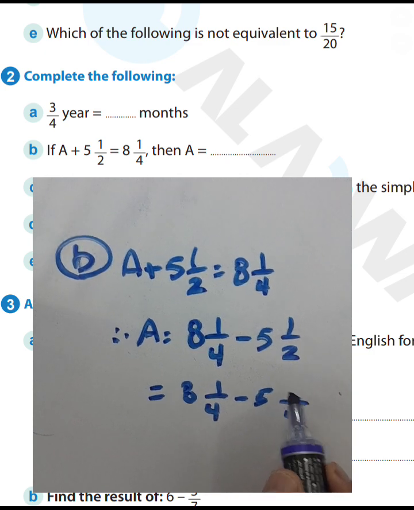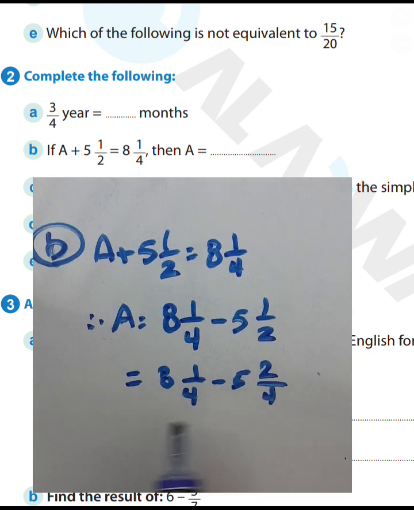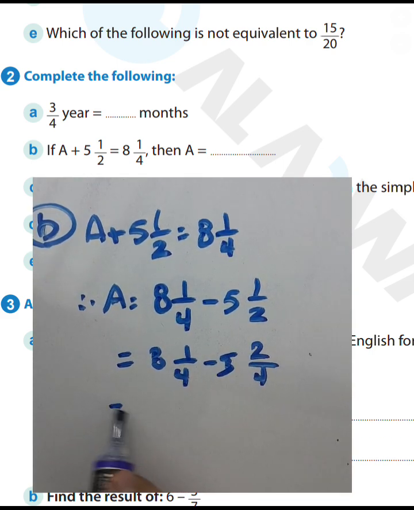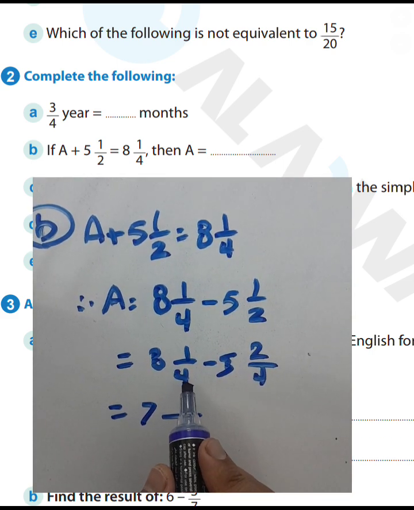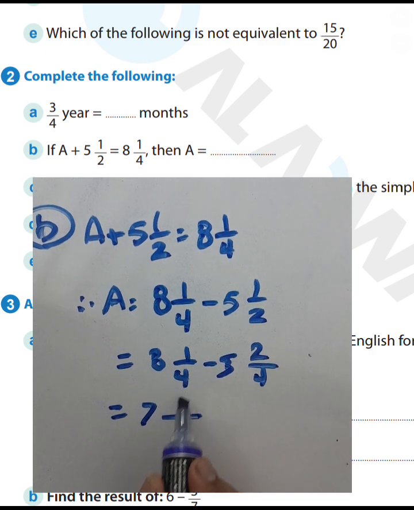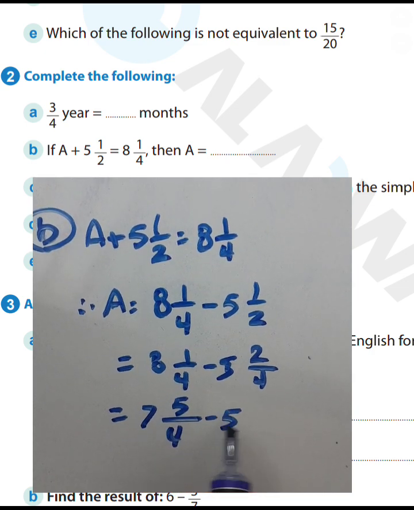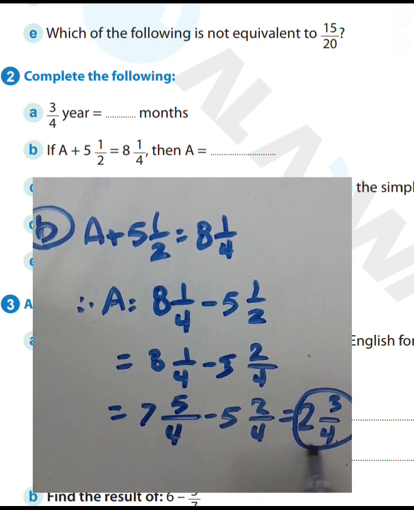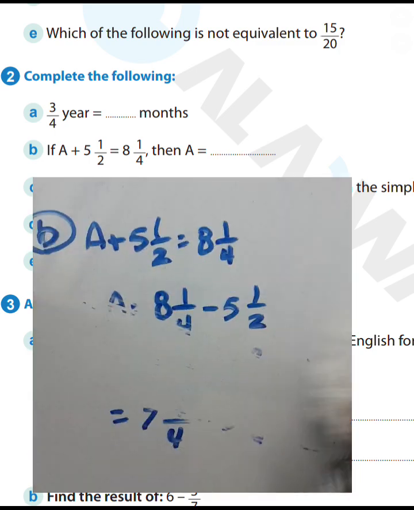2 times 2 equals 4, 2 times 1 equals 2. But 1 minus 2 we can't do, so we must borrow 1 from 8. It will be 7, and 1 equals 4 over 4 plus 1 over 4, which is 5 over 4. Subtract 5 and 2 over 4. 7 minus 5 equals 2, and 5 minus 2 equals 3, and write 4 in the denominator. Then the result will be 2 and 3 over 4.